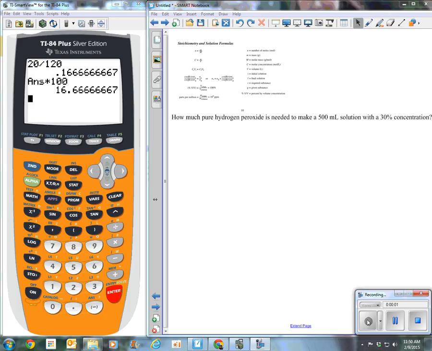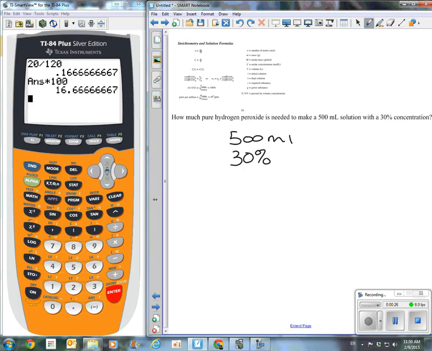Okay, so here's our next example. This question says, how much pure hydrogen peroxide is needed to make a 500 milliliter solution with a 30% concentration? So again, I'm going to start by writing out what is given to me in the question. In this case, I have 500 milliliters, and I also have this percent concentration, which is 30%. Now I'm going to look and see what variables these go along with.